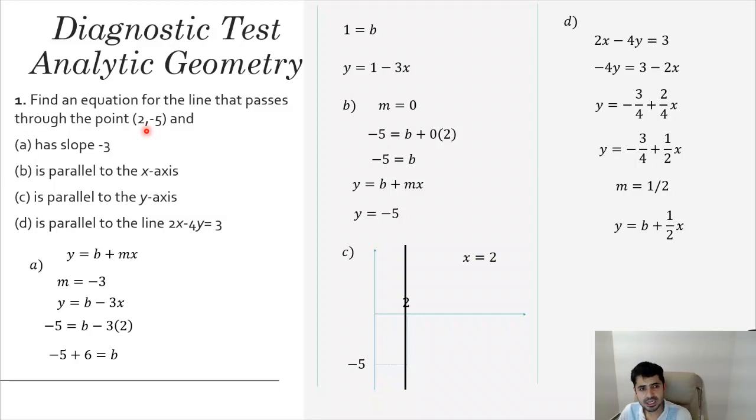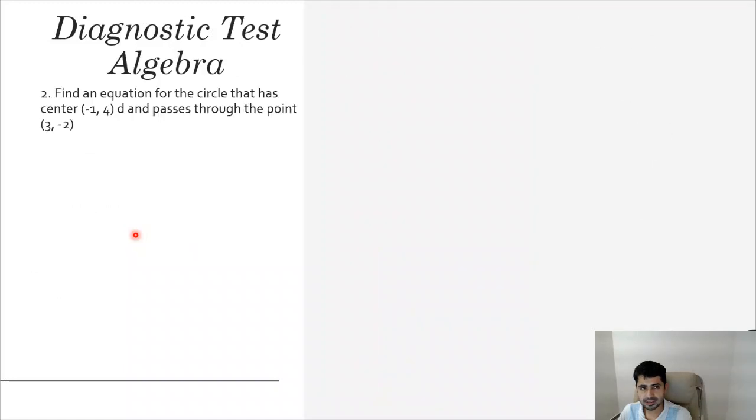Then we just replace y by minus 5 and x by 2. Under these circumstances, we multiply 2 times 1/2, so we have 1. Then it goes to the other side with a minus, so b is equal to minus 6. So the equation that fulfills this condition should be y equal minus 6 plus 1 over 2x.